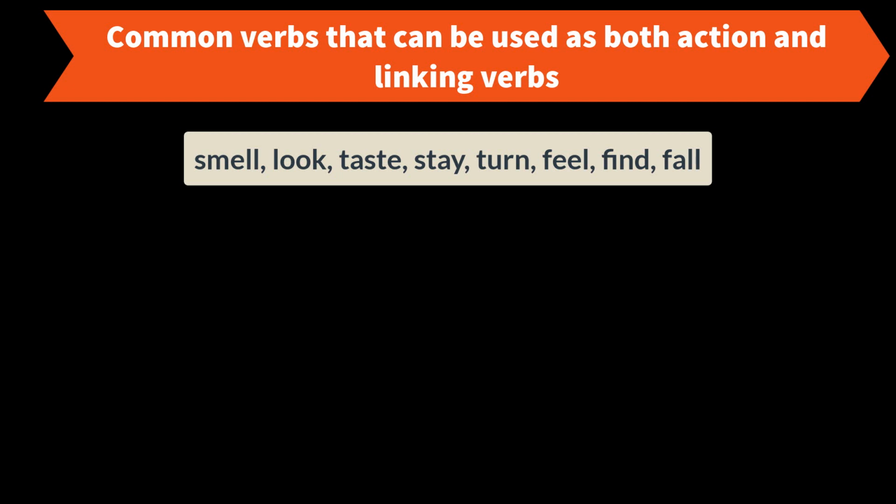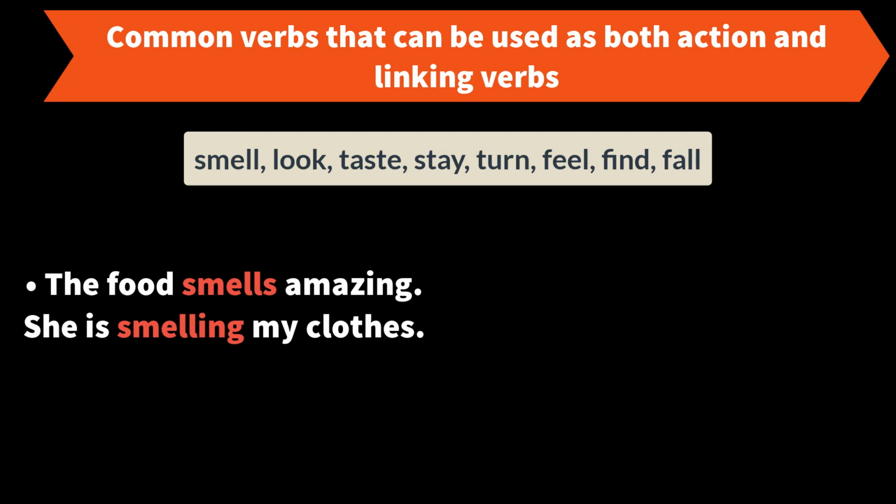Now guys, it's very important to understand we have a couple of verbs in English that can work as both an action verb and a linking verb. On your screen are some of the verbs that can work as both an action verb and a linking verb. Now, how do we find out whether it's an action verb or a linking verb? Let me show you how. So we'll take some examples and understand through these examples.